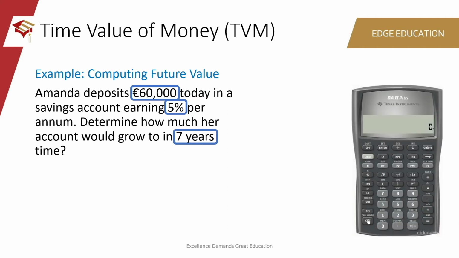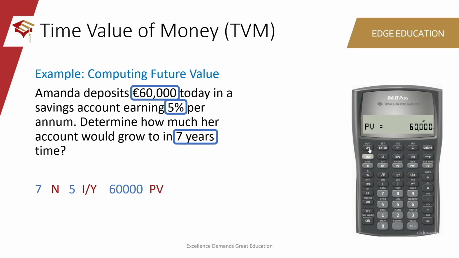We will begin by clearing the calculator memory. Go ahead and press the yellow button, second, and CLR TVM, FV. Now, we will key in the numbers: 7, press N, 5, press I/Y, 60,000, assign it to present value. You are now ready to compute your desired outcome.